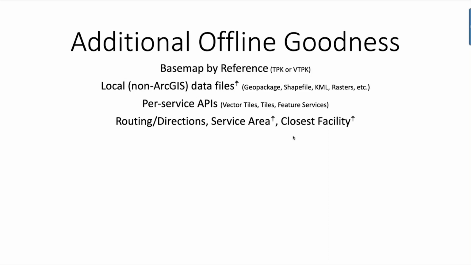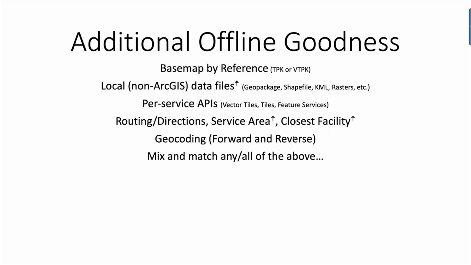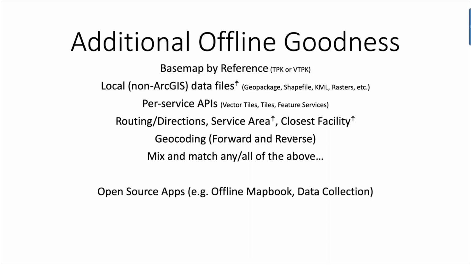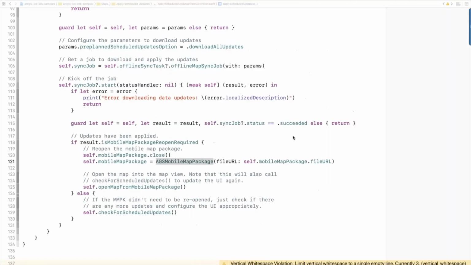Runtime supports offline routing and directions and navigation API now. You can do service area and closest facility too, although those require a standard license. But routing and directions, if you've got the data on the device, can be done for free. And geocoding forward and reverse, as I mentioned. And as I've hinted, you can mix and match any and all of these. We have open source apps as well. There's an offline map book and a data collection application that demonstrate a lot of these principles. And remember that a lot of our COTS apps also use the runtime, like Collector and Navigator.